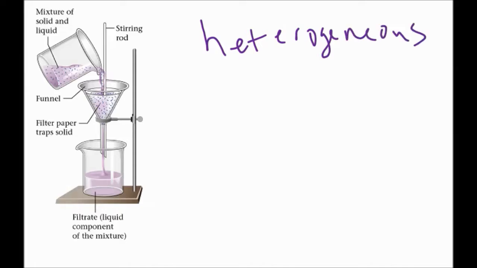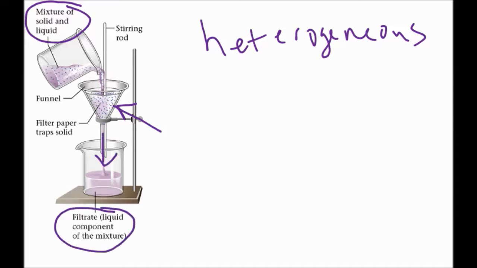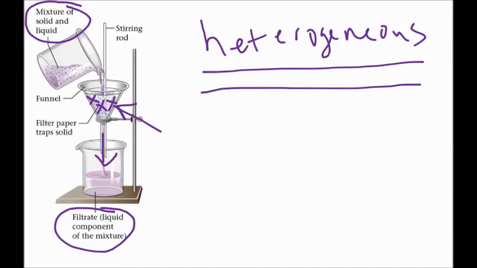So here we have a mixture of solid and liquid, and we have a filter paper right here, and as you pour that in, the filtrate or the liquid component is coming down through the funnel down to the bottom, and all of the solid stuff is getting stuck in the filter paper, and that's how we're separating out the solid from this liquid. Again, otherwise known as a heterogeneous mixture.